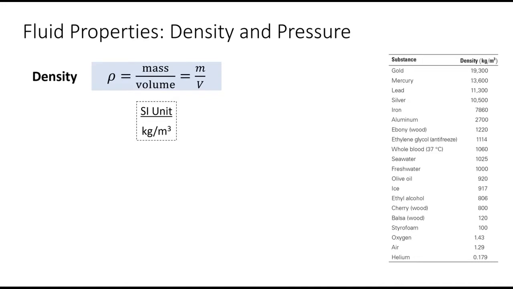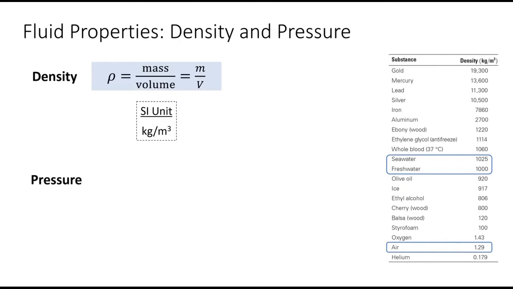The SI units of density are kilograms per meter cubed, and I have a chart of densities over here on the right-hand side. I'll point out a few that we're going to talk about in this lecture. So the density of seawater, you can see it's a little bit more dense than freshwater. Seawater is about 1025, whereas freshwater is 1,000 kilograms per meter cubed. And air is far less dense, right? So 1.29 kilograms per meter cubed.